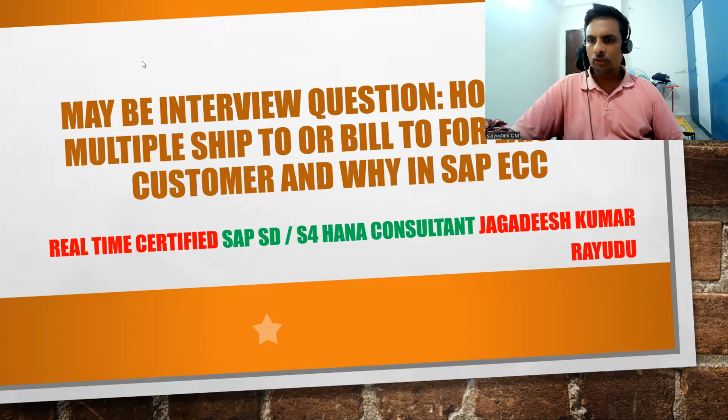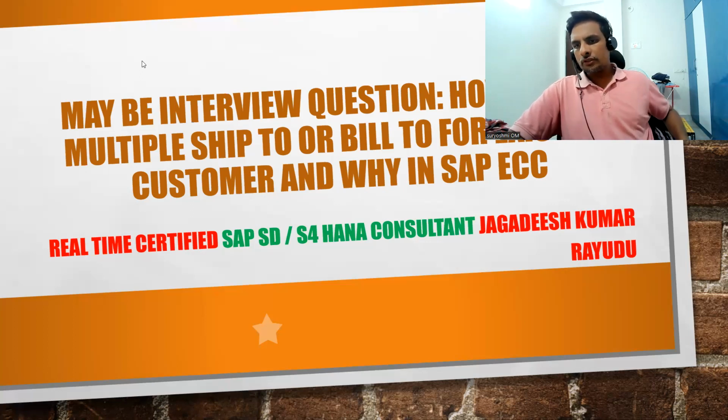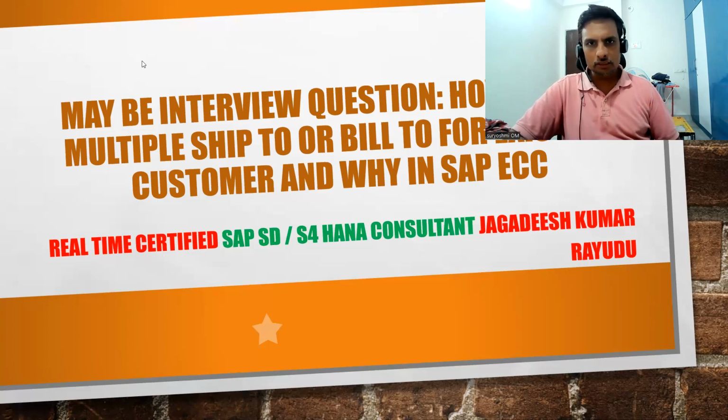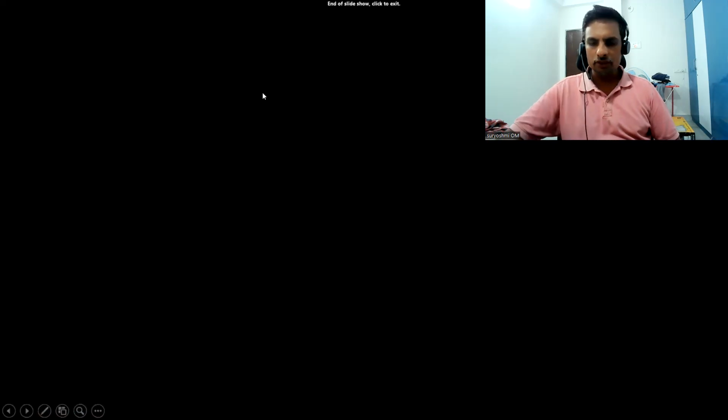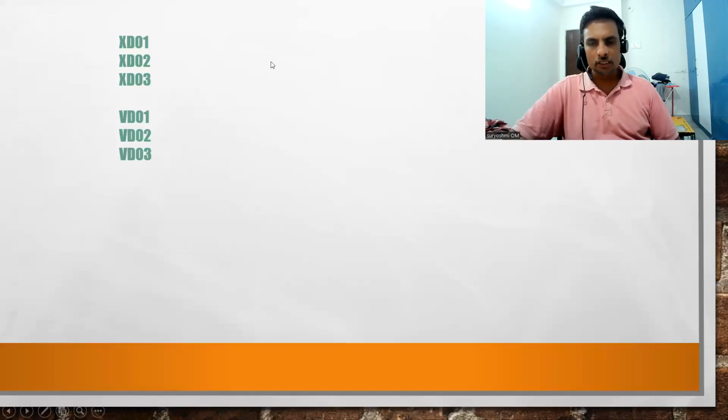So what we have to do is get into this topic. You already know these transactions, XD01, XD02 and XD03, VD01, VD02 and VD03. These are the transactions, right? So when you have created master data, you can assign it to your customer. I will show you. This is for beginners, but experienced people are not required to concentrate on this.